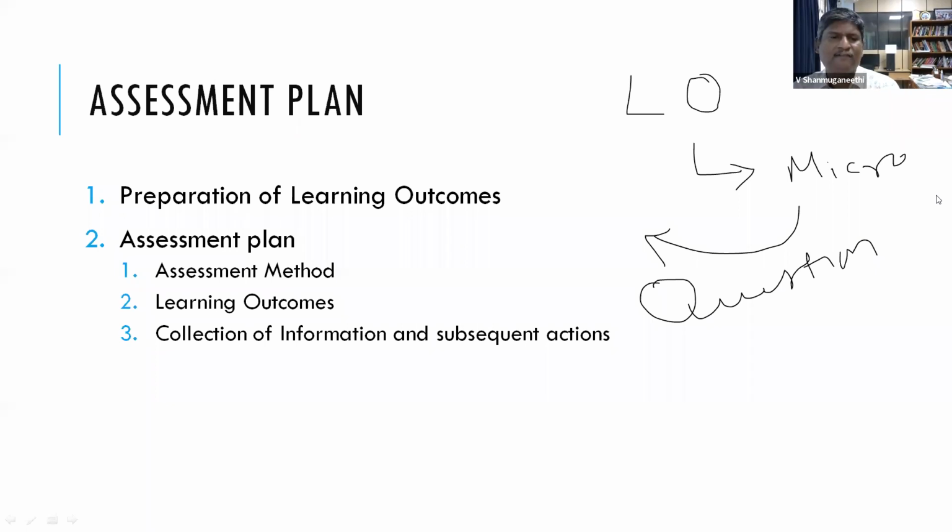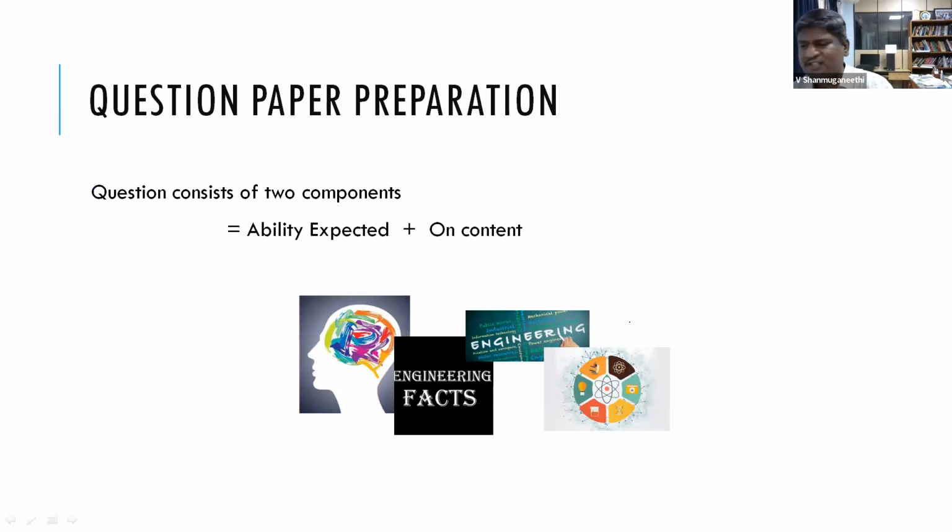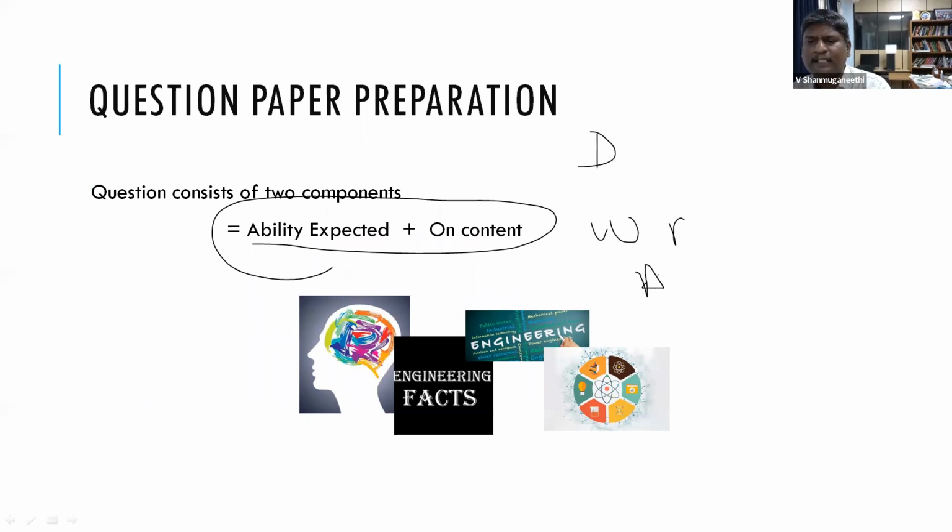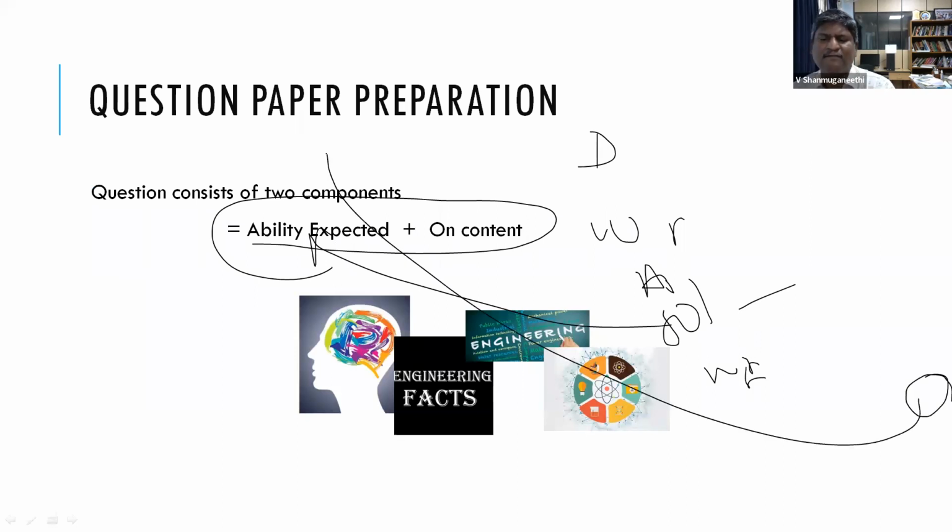Then you can have a method. For example, assume this is the question. If you write a question in your notebook, you can find that there are 2 components: one is the ability expected, and the other is the content. Suppose define Ohm's law, then write the difference between, then apply, evaluate or solve. These are all the ability. Then solve a problem or write an algorithm. The problem is the content. So a question always has 2 components: ability expected on what content. If you take any outcome, again this is ability expected on the content. So the learning outcome and the question are both the same.